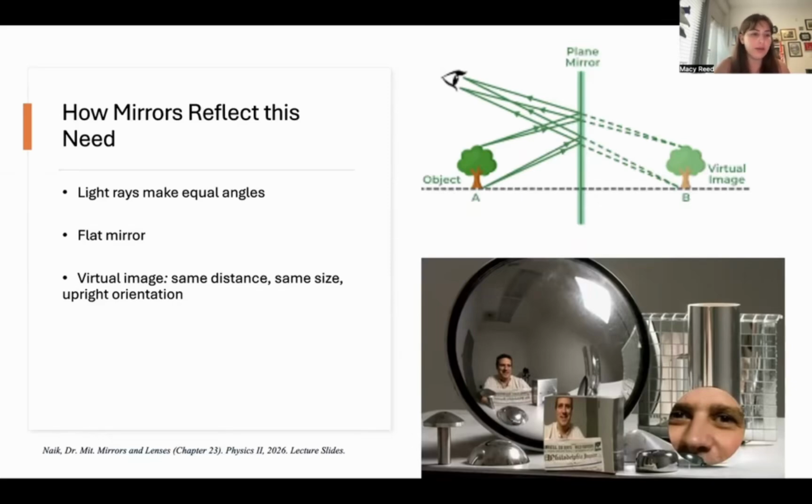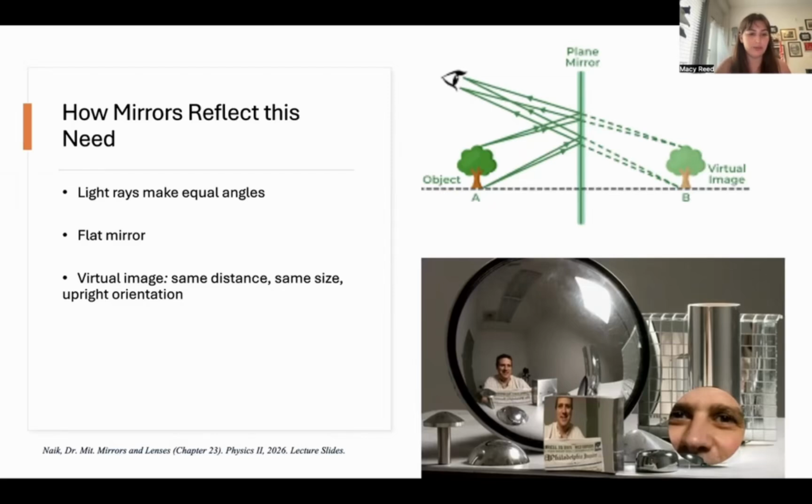Mirrors create images because of how light reflects off surfaces. According to the law of reflection, light rays hit the mirror and bounce off at equal angles. In a flat mirror, at least two reflected rays are traced and they appear to come from a point behind the mirror. This creates what's called a virtual image, meaning the light doesn't actually meet there, but our brain perceives it as if it does. Because of this geometry, the image forms the same distance behind the mirror as the object is in front, with the same size and upright orientation. This is why mirrors produce accurate, perfect images.